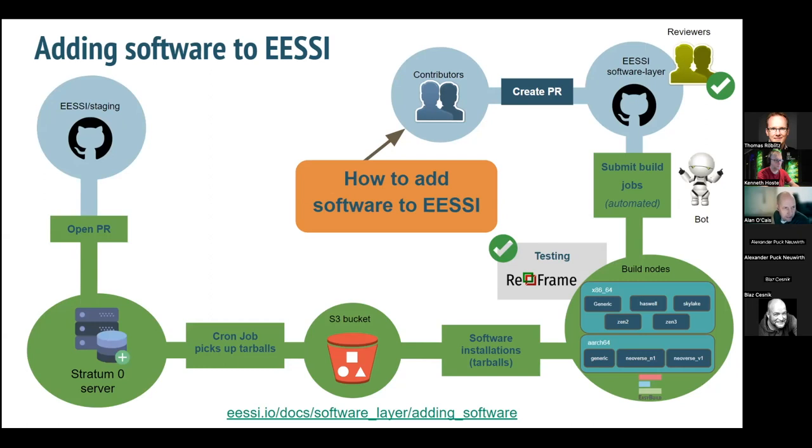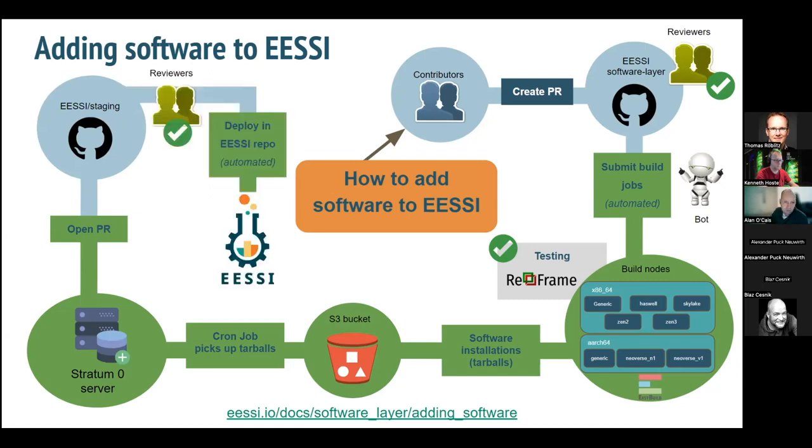If that's the case, then it opens a pull request to another repository, called the staging repository of EESSI, where again somebody has to make a review to make sure that what is being touched by those installations is only what we expect to be touched. So we have a review to make sure that the installations are not touching unexpected files. And then once that's approved by the reviewers, it'll get automatically deployed into the EESSI repository and be available anywhere where EESSI is available.